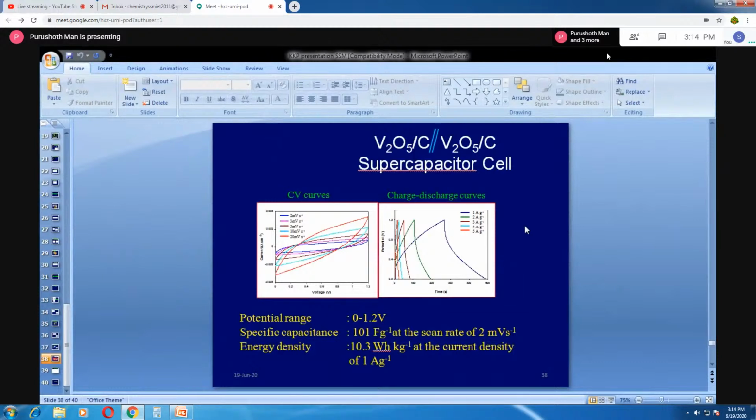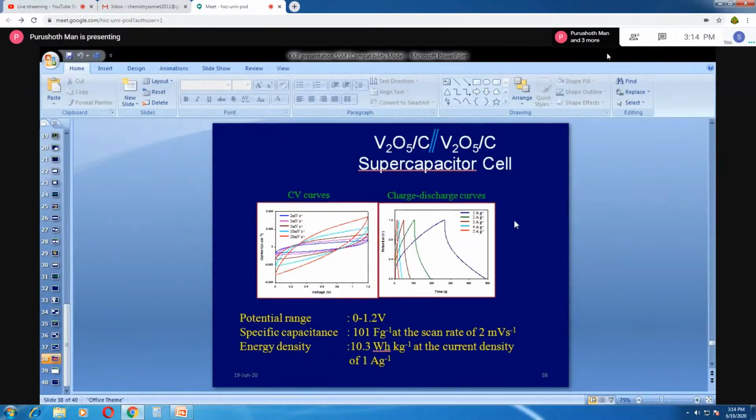So we have prepared a vanadium pentoxide and carbon composite based supercapacitor cell. This is again a symmetric supercapacitor cell. The CV curve has been recorded from 2 millivolt to 20 millivolt per second. In the same way, the charge discharge curves are also given here.